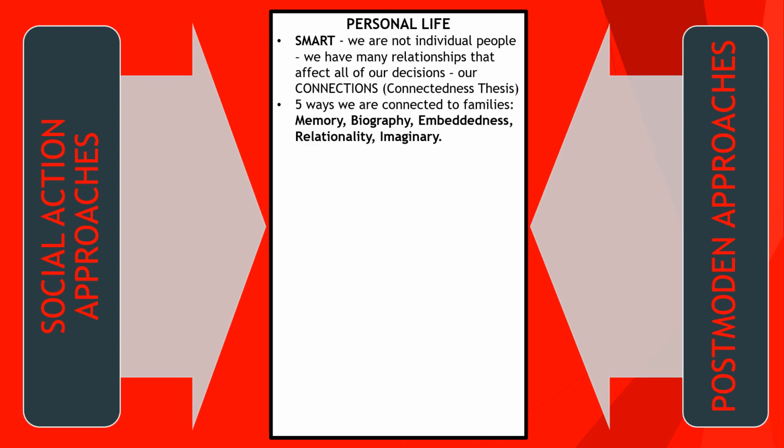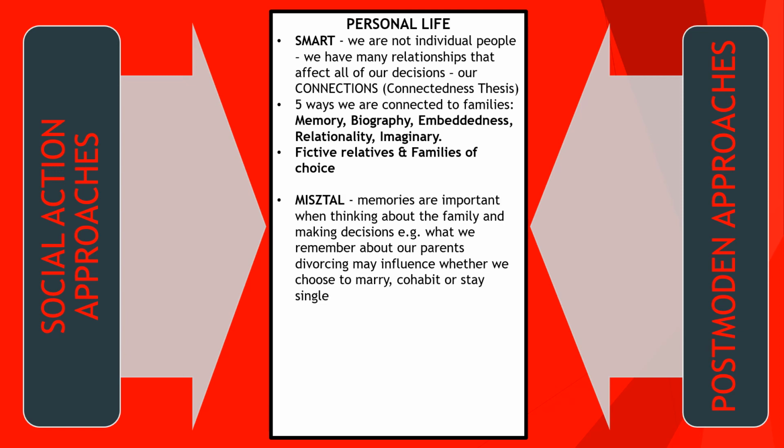The five ways we're connected would be through memory, biography, embeddedness, relationality, and imaginary. So memories of the family, biography would be documents and photos recording our role in the family. Embeddedness would be the connection to our family roots, your heritage and your family name. Relationality is also the relationships you have. And imaginary is the kind of family we think we have and what we really have. Fictive relatives and families of choice also come under Smart.